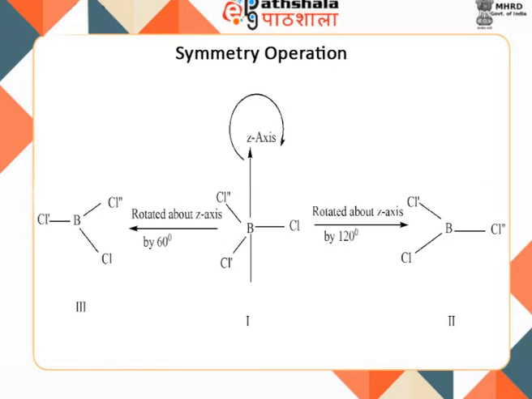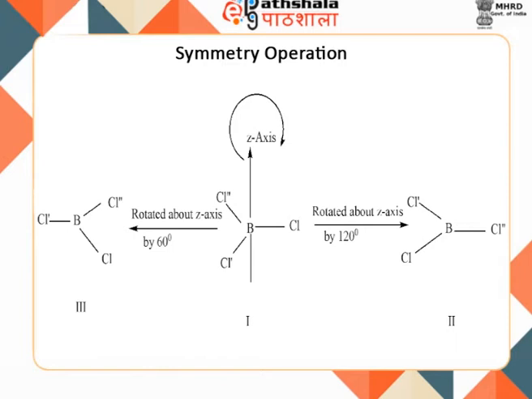Now, we will study about symmetry operation. A symmetry operation is a movement of a molecule or a body about any symmetry element in such a way that the orientations of the molecule before and after the movement are equivalent or indistinguishable. A symmetry operation can also be defined as an action that leaves a molecule looking the same after it has been carried out. Let us illustrate it with the help of the following examples.